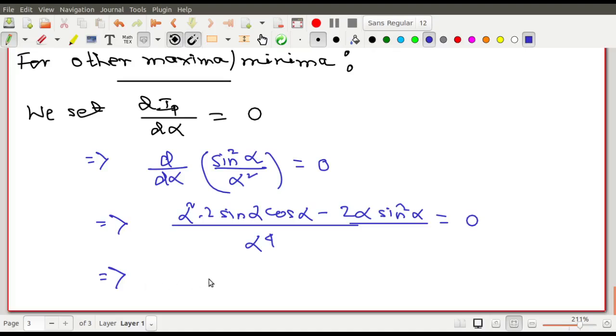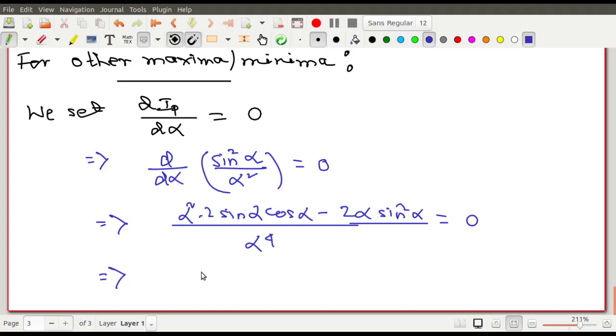We have done it. Don't cancel out terms from both sides, because you know that cancellation on both sides is possible only when those are not equal to 0, right? So be careful while cancelling, otherwise you will be in trouble. So alpha to the power 4 you may remove, no need to worry about it.